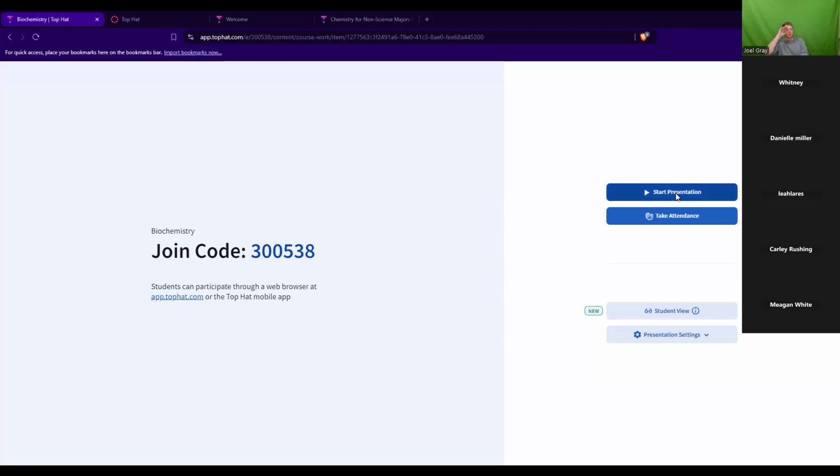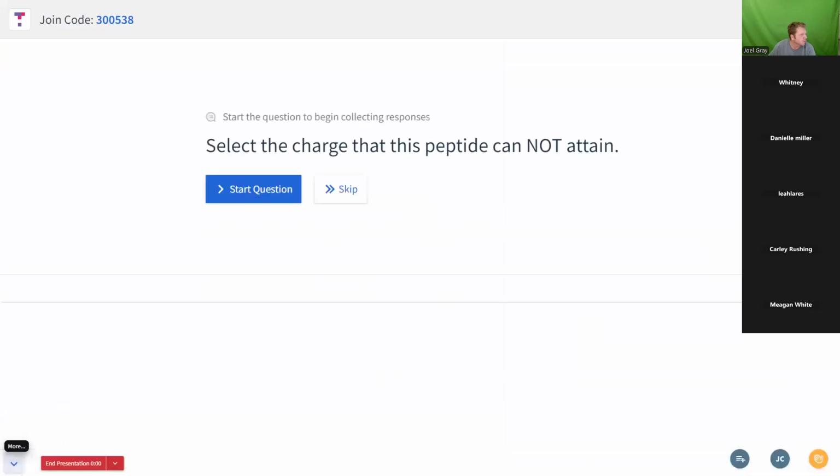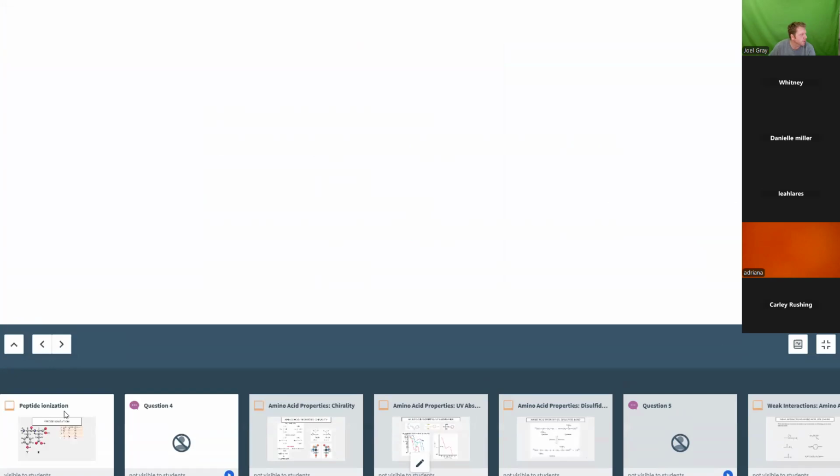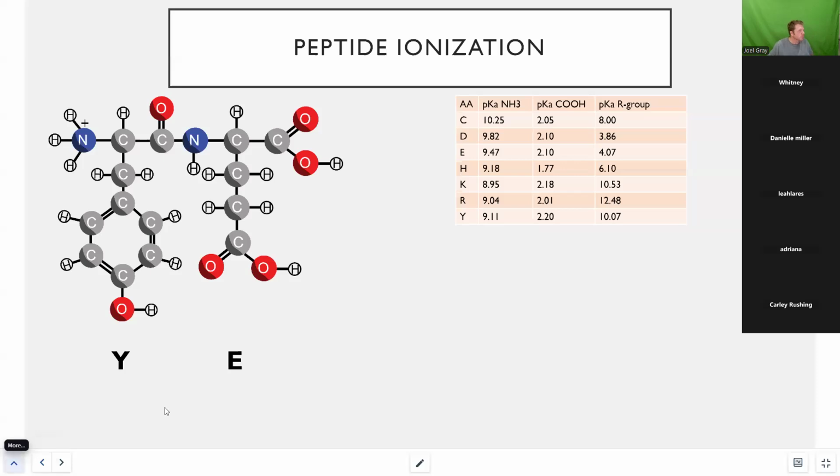Start the presentation. And I believe this should jump to where we were last time, where we were looking at the ionization of a particular peptide. Oh, there we go. Okay, so we were looking at this peptide last time.